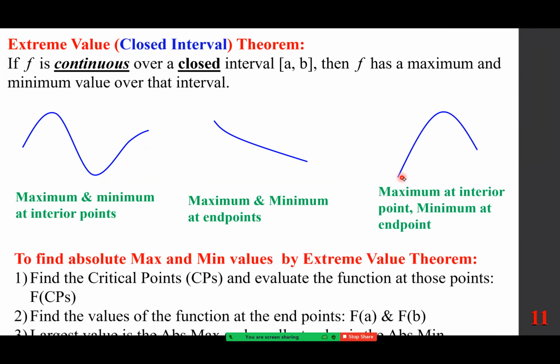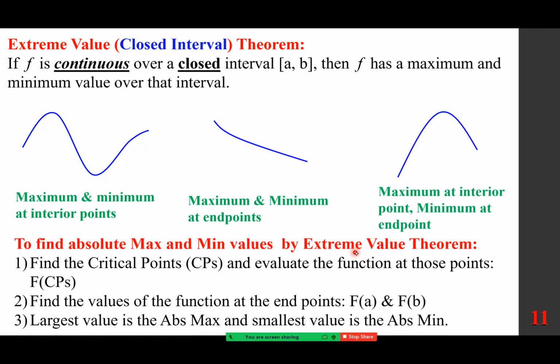So what is the process of finding absolute max and min when we have a closed interval theorem? First, find the critical points, CPs, and evaluate the function at those points. Then find the values of the function at the endpoints, f of a and f of b. Remember, this is the closed interval of a to b, so those are considered the endpoints. The largest value is the absolute max, and the smallest value is the absolute min after we go through the process.